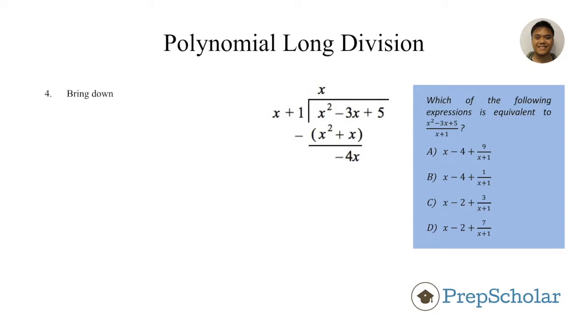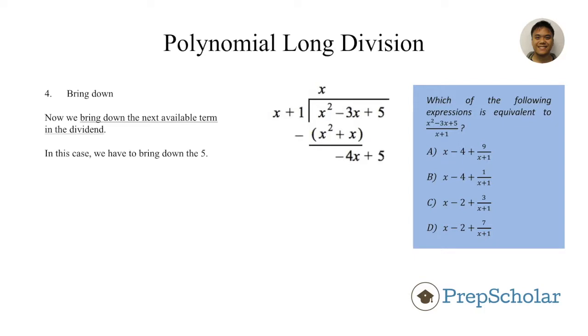The fourth step is to bring down. We're going to bring down the next available term in the dividend. And if we look at the dividend, the next available term is 5. So we're going to bring that down, and it's going to look like this. The thing at the bottom is now negative 4x plus 5. And now we repeat.